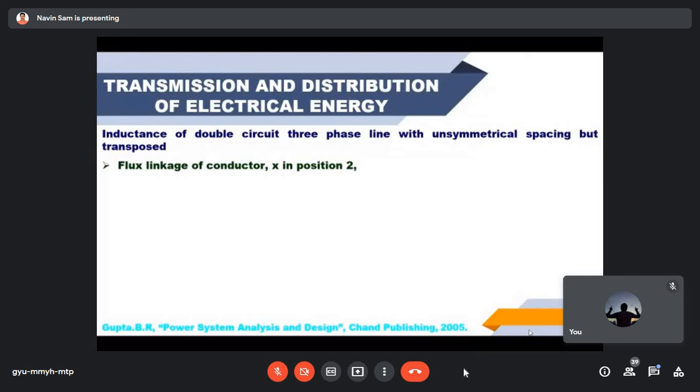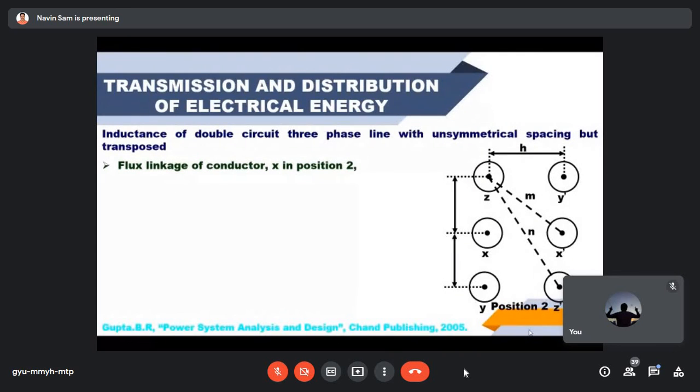So, at position number 2, if you derive the expression for flux linkage, you will get an expression like this. Verify this expression.